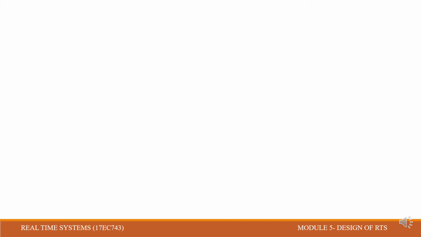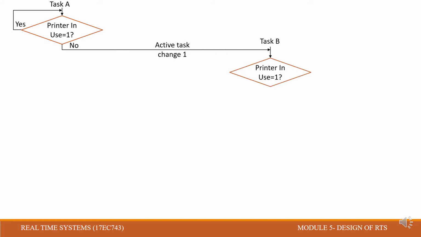So the condition flag example is shown here. This example will help us clearly understand an attempt at mutual exclusion using a condition flag. Initially task A checks the printer in use flag and finds if the printer is available or not. It keeps on checking, and when it is false, reset or 0, it means that the resource is available. So now the flag value is 0, hence the resource is available.